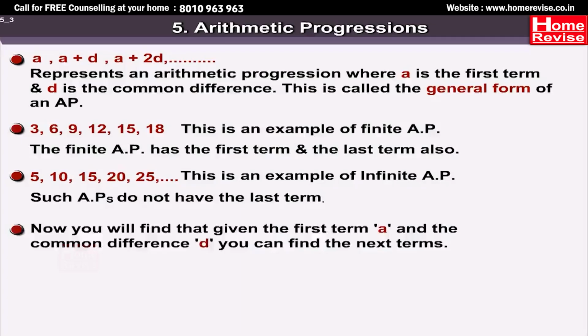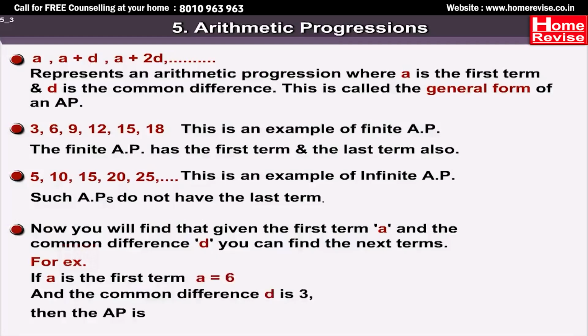Now, you will find that given the first term a and the common difference d, you can find the next terms. For example, if a is the first term, which is equal to 6, and the common difference d is 3, then the AP is 6, 9, 12, 15, and so on.